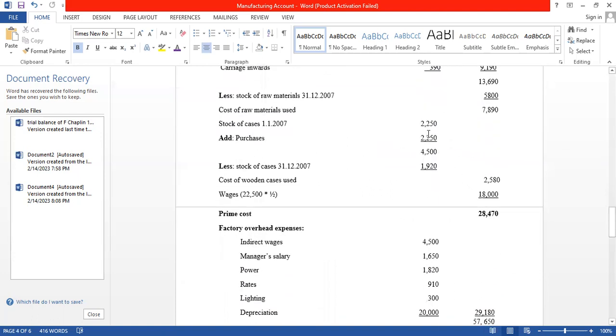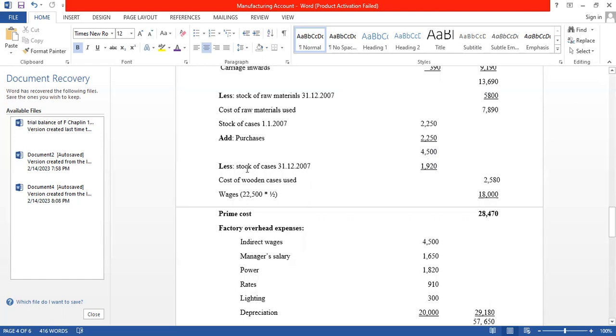So this is how we got our $2,250. And they said to add purchases to that. We also had a purchase of $2,250. When you add those two together, you will get $4,500. This is it.